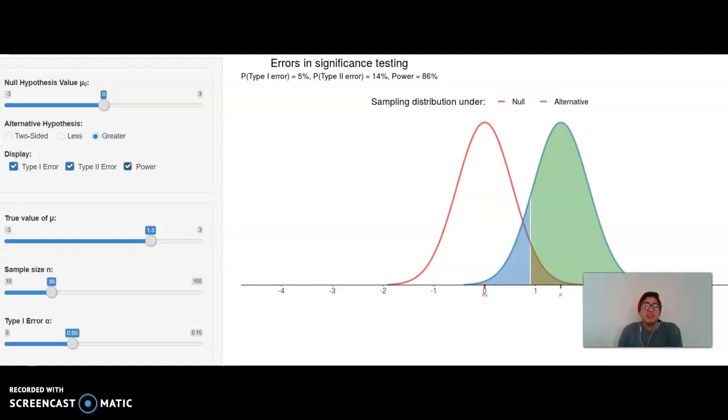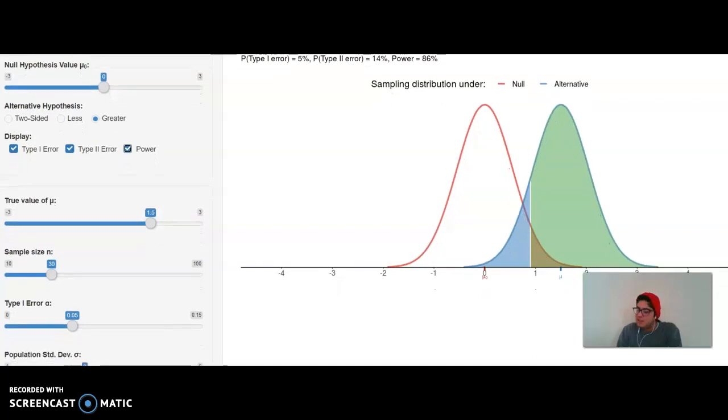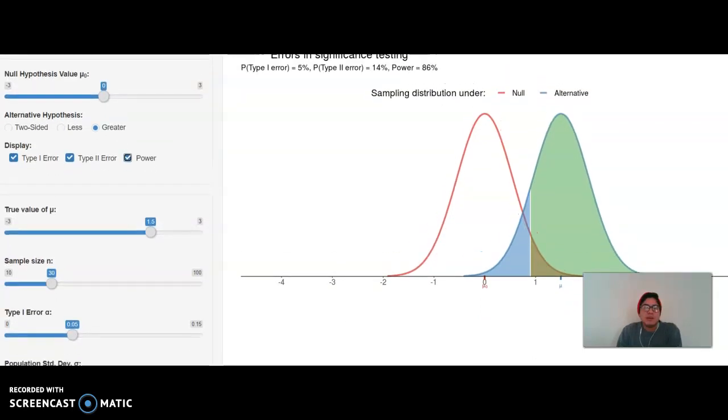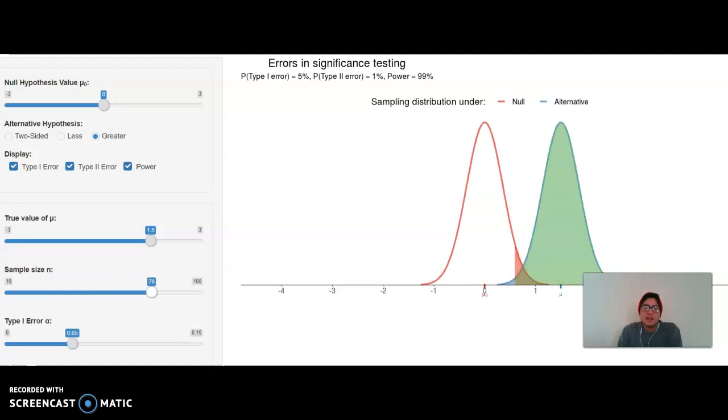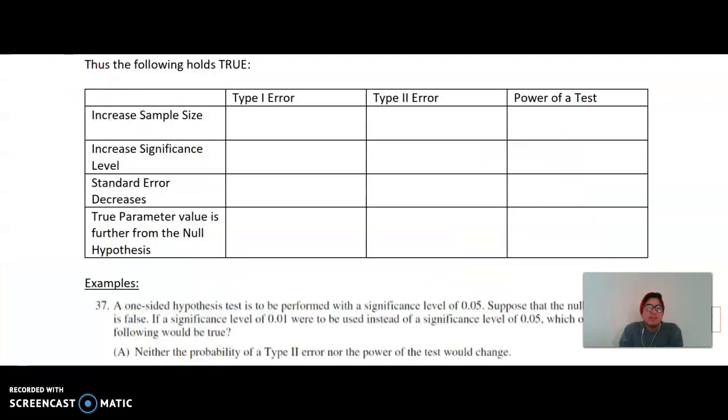Now, we really only know the relationship between power in type 1 and power in type 2. And for some of these situations, we could change type 1. So let's go ahead and take a look here. The first one says, let's increase the sample size. So I want to make sure you can see those probabilities. Right now I have a sample size of 30. So let's see what happens when I go to a sample size of 80. Well, we saw that my type 1 error did not change, but my type 2 error decreased and my power increased. So our first blank here is going to be that when we increase the sample size, the power of the test increases and the type 2 decreases.